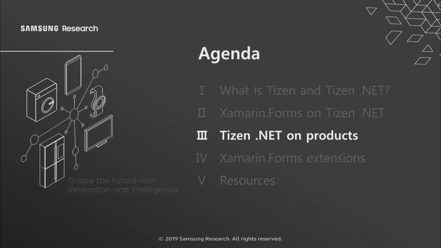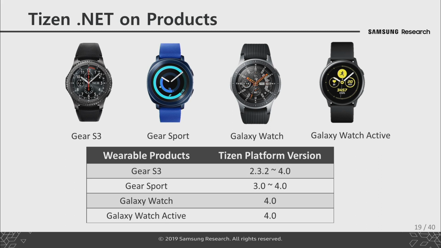So there was a lot of information about Tizen.NET. Maybe it's pretty new to you. So before you get too bored, let's take a look at the real-world products on the market that support Tizen.NET. For the wearable, in the middle, we have the Galaxy Watch. That was released last year, and it was the first wearable watch on the market that supports Tizen.NET. It uses Tizen 4.0. And on the right, we have the Galaxy Watch Active that also uses Tizen 4.0 and was released this year.